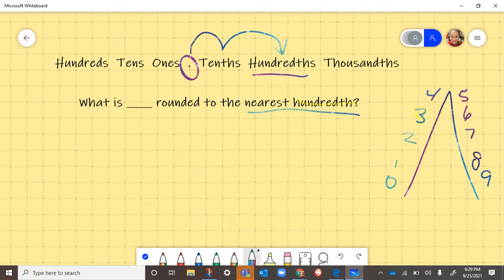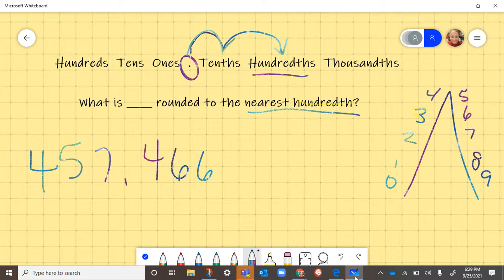Let's do 457 and 466 thousandths. All right, so we're rounding to the nearest hundredth. Again, we're going to find that. So if you remember, it was 2 spots over. So here's my decimal point. We're going to go 2 spots over. And again, it's that spot there, that's 6.